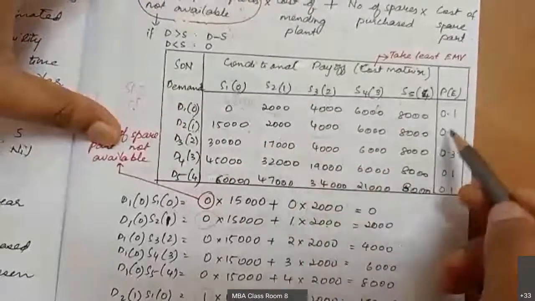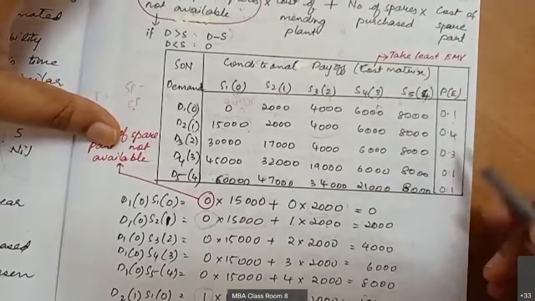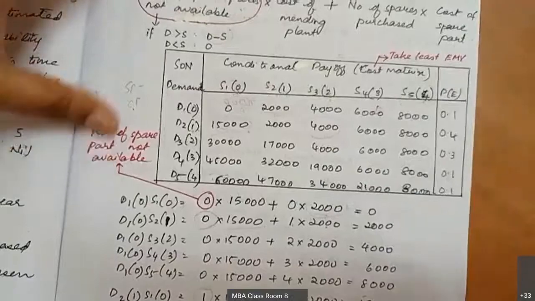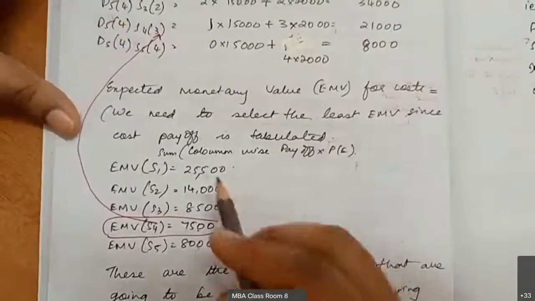Okay, calculate all the values. You will get this table. Multiply with the probability values that are given in the question. Okay, so you will get the EMV values. These are the EMV values.